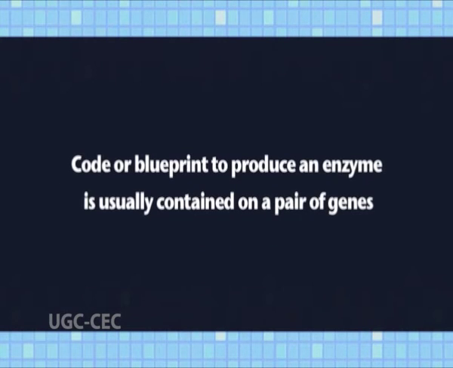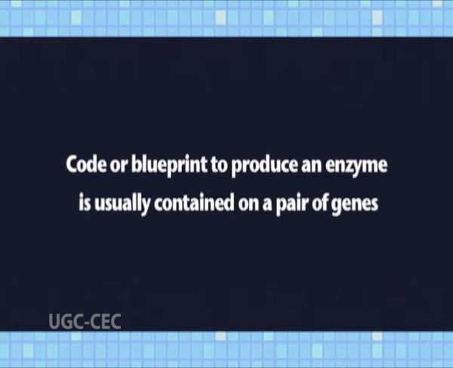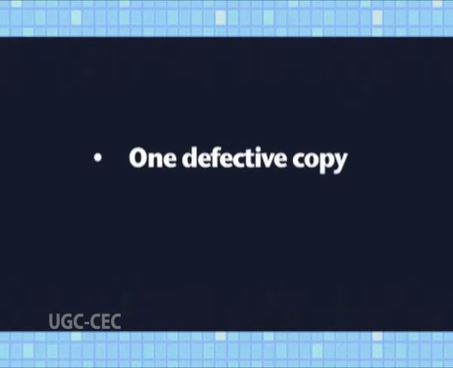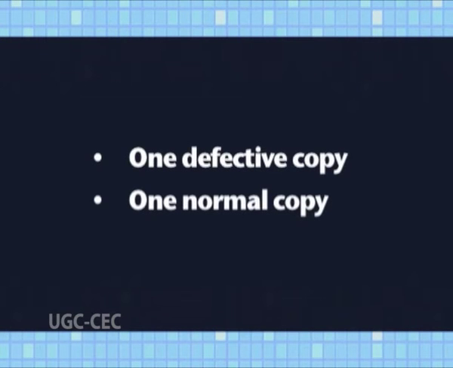The code or blueprint to produce an enzyme is usually contained in the pair of genes. Most people with inherited metabolic disorders inherit two defective copies of the gene, one from each parent. Both parents are carriers of the bad gene, meaning they carry one defective copy and one normal copy. In the parents, the normal gene copy compensates for the bad copy. Their enzyme levels are usually adequate, so they may have no symptoms of a genetic metabolic disorder.